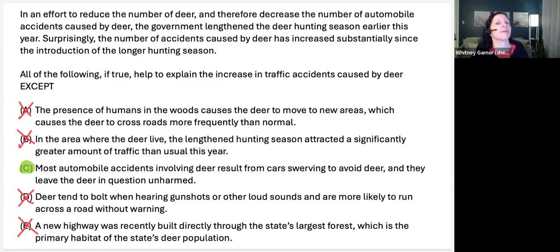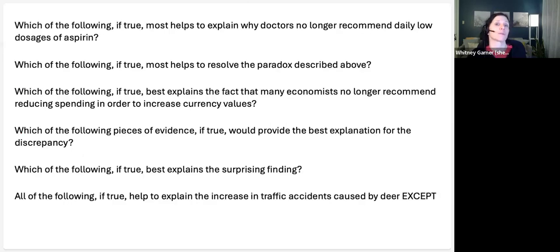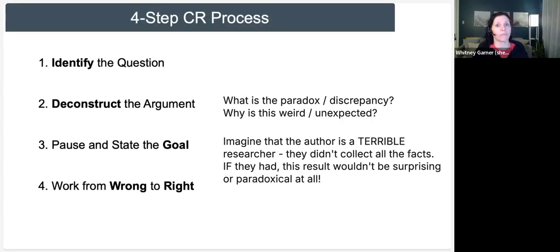Okay. Thanks for sticking around a little bit longer, guys. So a reminder, what we're looking for are the words of explain. We are looking for things like paradox or surprise, explanation, right? Those are the words that would signal we're dealing with an explain a discrepancy problem. Once we know, our job is then to deconstruct the argument, focusing on what is the surprise? What would we have expected? Why is this weird? And then pause and state the goal.